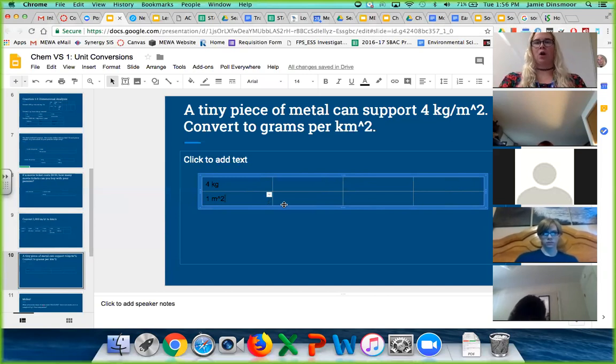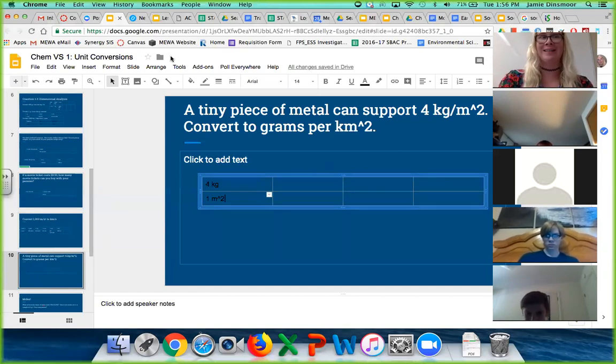Well, where do we want to start? Do you guys want to start with kilograms or with meters squared? Which one of those seems easier to convert? I agree with Chris. Kilograms doesn't have any squares. Let's start there, right? So how many kilograms are in a gram, or vice versa? How many grams are in a kilogram?